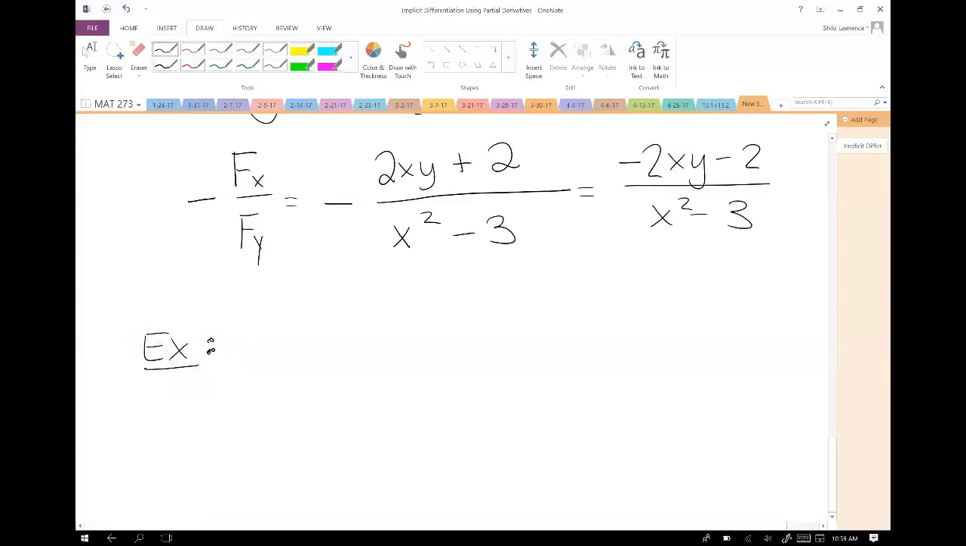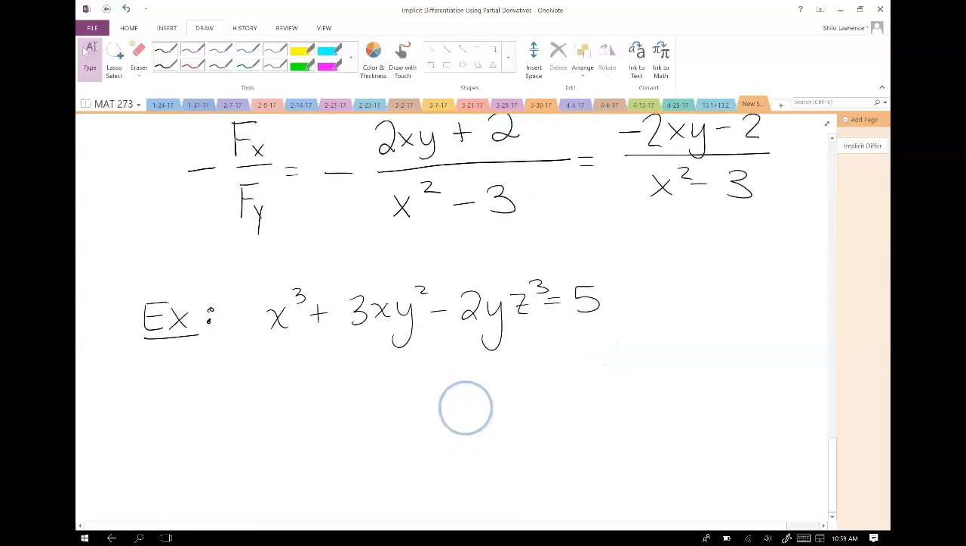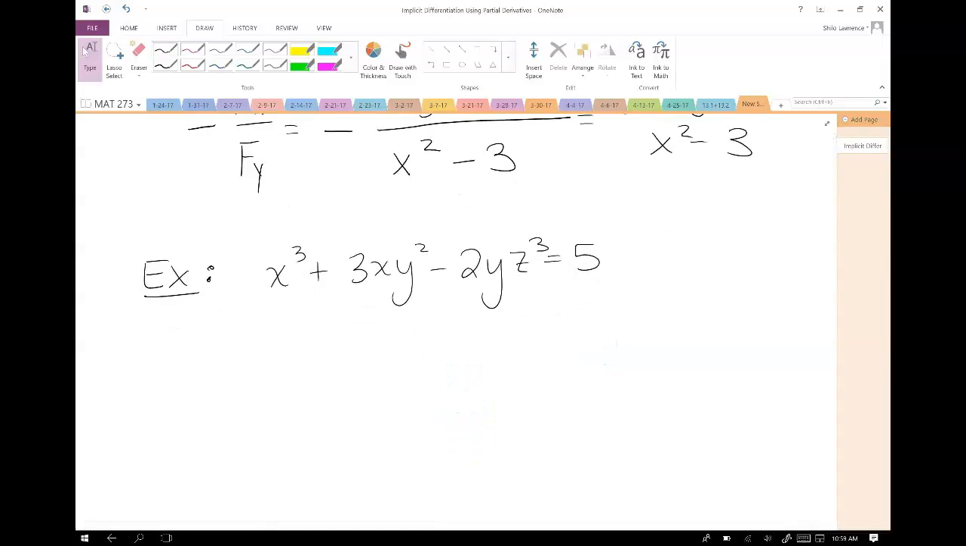So this time I'm going to give you one function and we're going to calculate a couple of different derivatives. So let's consider the function x cubed plus 3xy squared minus 2yz cubed equals 5. And we're going to find a couple of things.